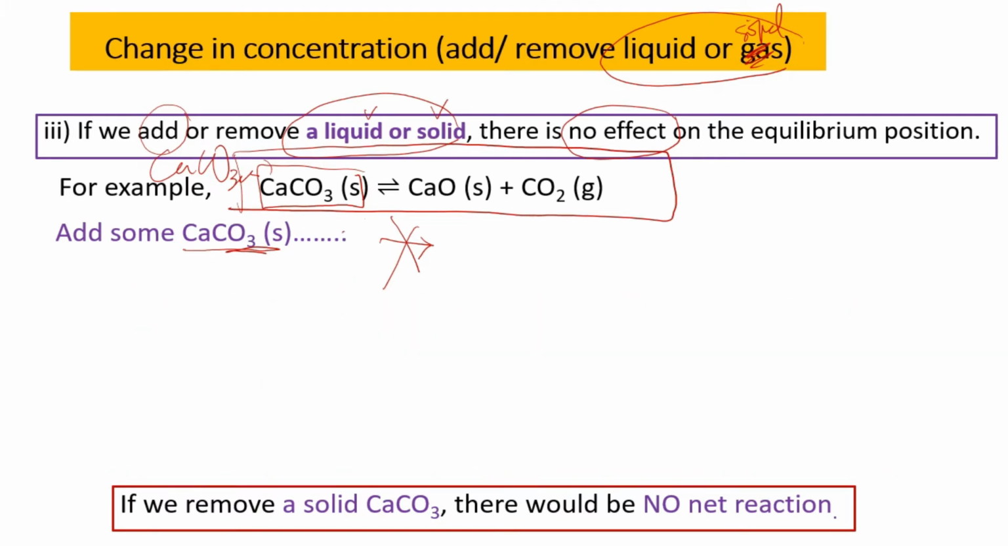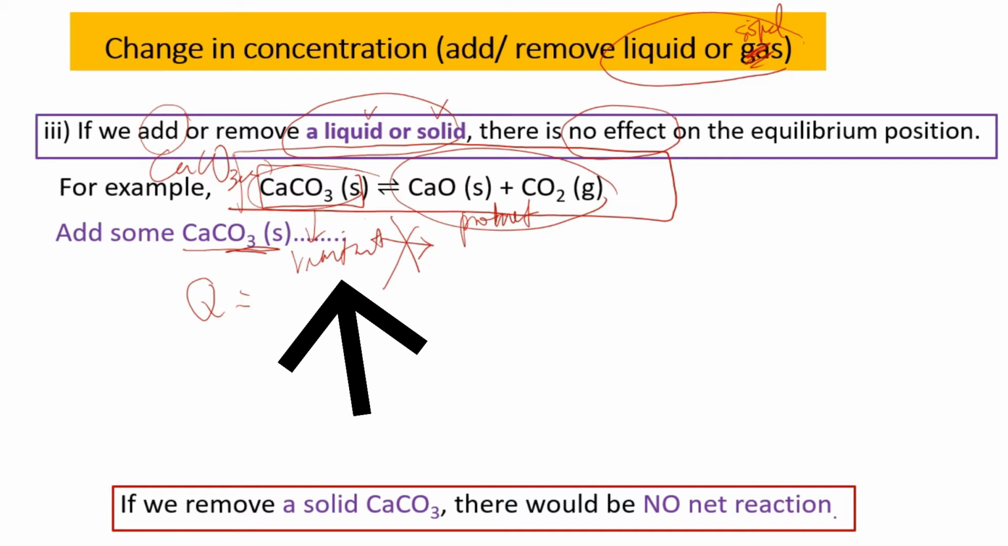Remember, when we write the reaction quotient, it is equal to the product concentration divided by the reactant concentration. So this is product, and this is reactant.